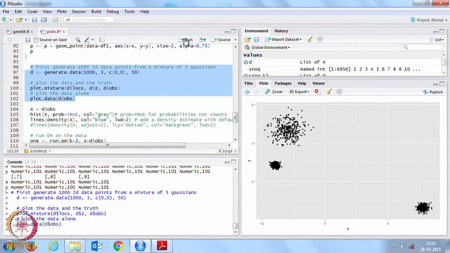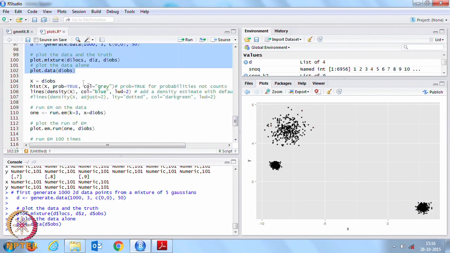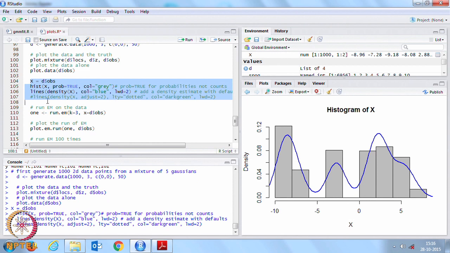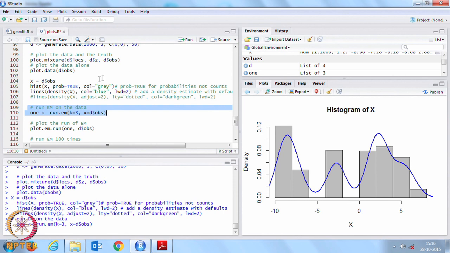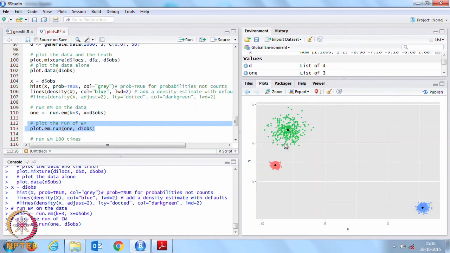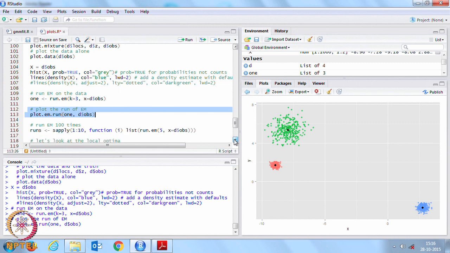Let's take this data. It's generated from 3 Gaussians. These are the 3 Gaussians and their cluster centers. This is what the data looks like. This is the density, and if we run EM once on it and plot it, you see it recovers, well, you have to believe me in this case, but it actually recovers exactly the means and covariances exactly the way it was generated.